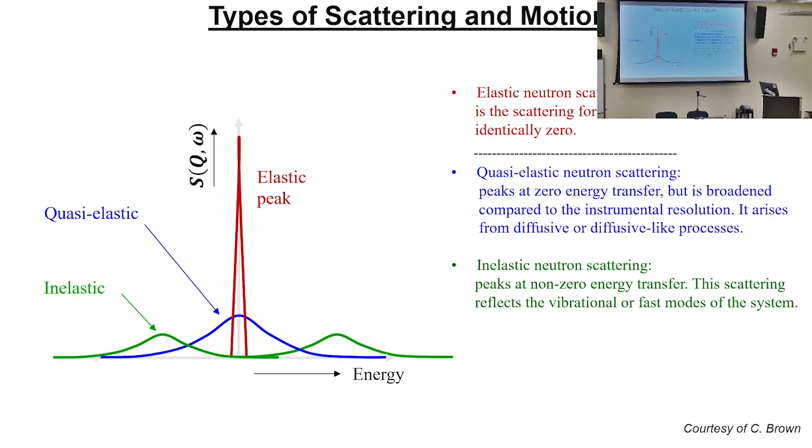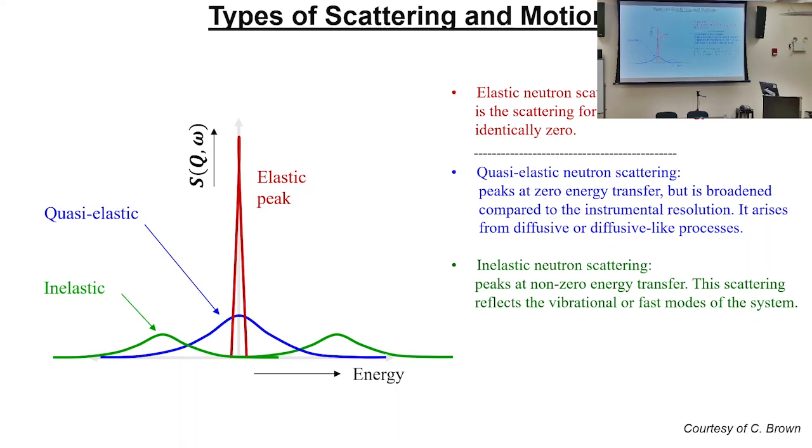Okay, so then the inelastic scattering, we can break it into two. One is quasi-elastic neutron scattering. This quasi-elastic neutron scattering appears as a broad peak on the top of the elastic line, and it peaks at zero energy transfer. Now this broadening here, you can see, it is much broader if you compare it with elastic line. So this broadening gives us an idea about diffusive or diffusive-like processes in your sample.